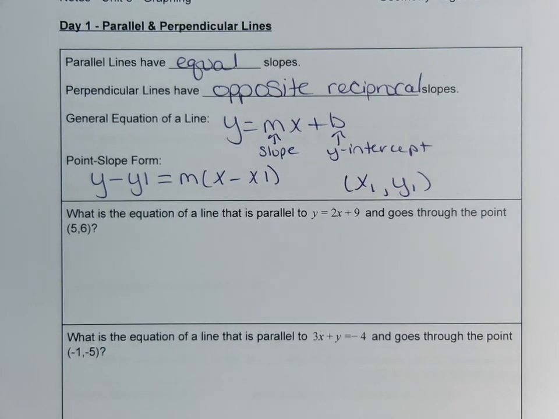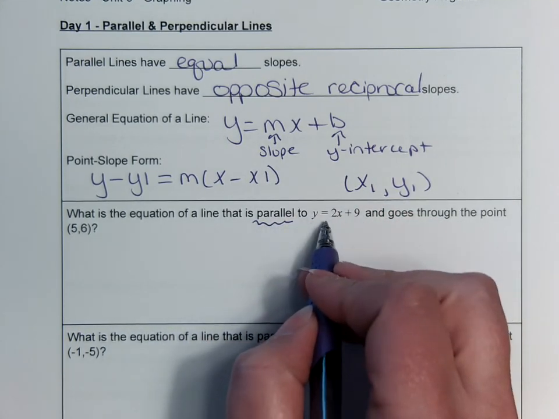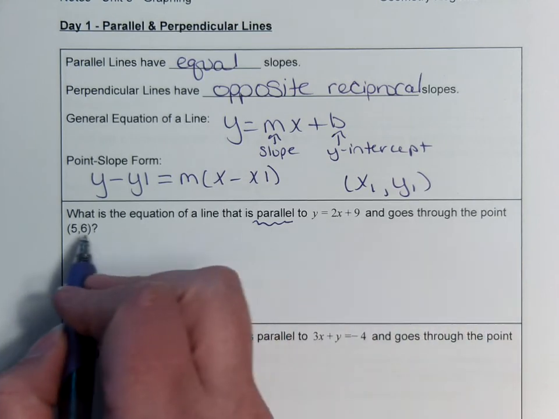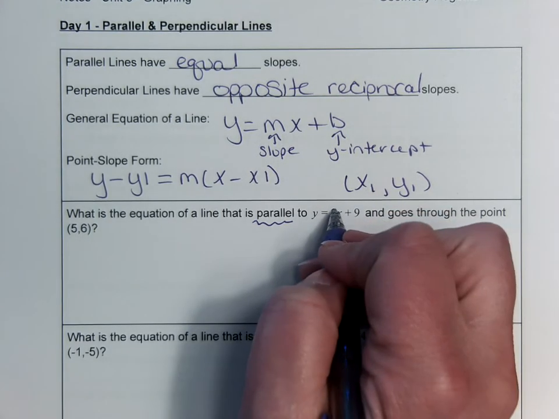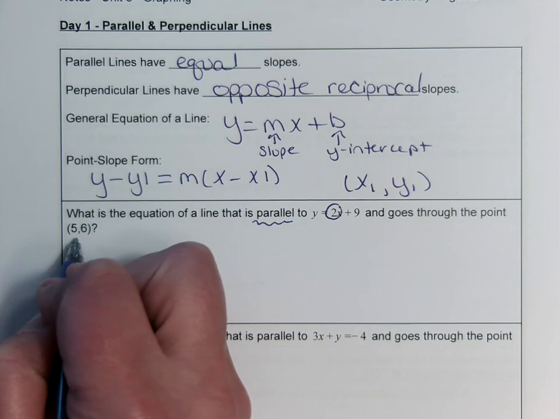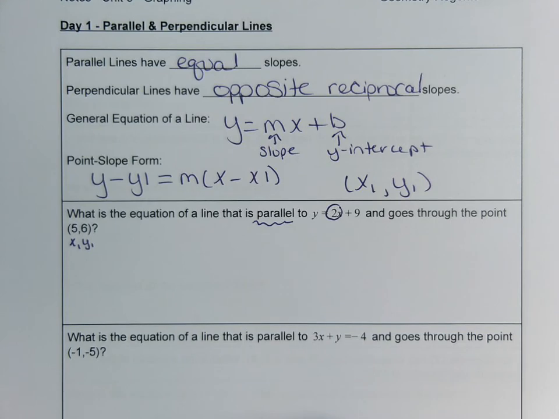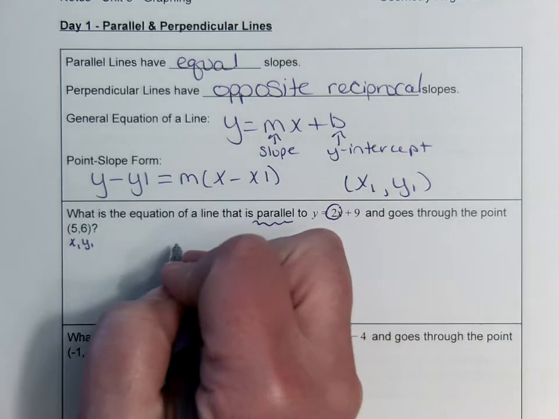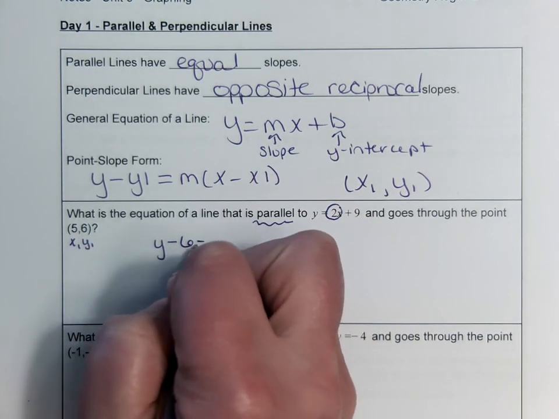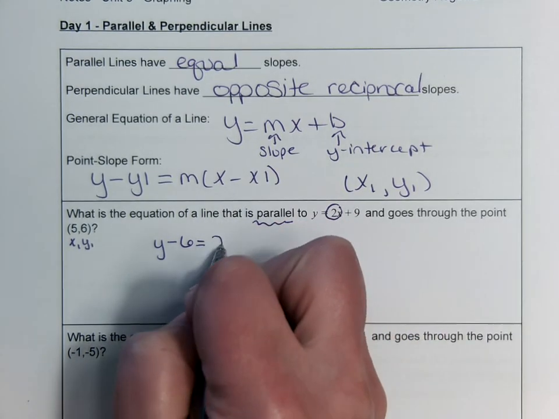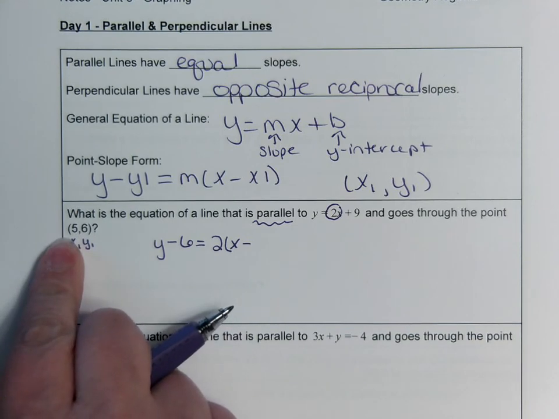It says, what is the equation of a line that is parallel to, that means our slopes are going to be equal, y equals 2x plus 9, and goes through the point (5, 6). So I know my slope. My slope is going to be 2, and I have the point (5, 6). So that's my x1, y1. I'm going to plug my information into this equation. y minus my y1 value, which is 6, equals 2 times x minus our x1 value, which is 5.